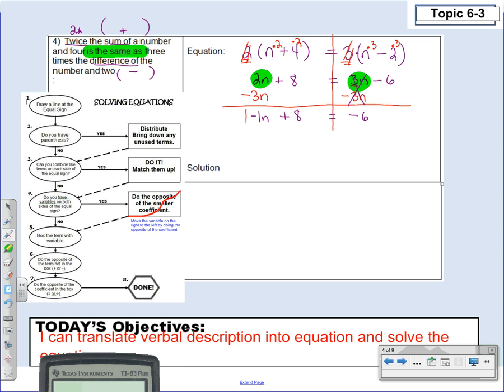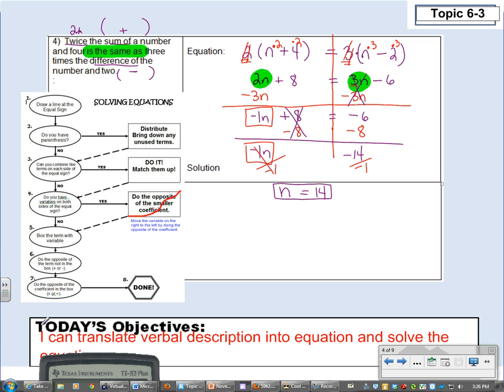We're going to box the term with the variable. Get rid of the term not in the box, that's the plus 8, so we subtract 8 from both sides. That leaves us with a negative 1n still in our box. Positive 8 minus 8 is 0, and negative 6 minus 8 is a negative 14. The last step is we do the opposite of the coefficient in the box. So n is being multiplied by a negative 1. That means we have to divide by a negative 1. And that will leave us with a positive n. And negative 14 divided by negative 1 is a positive 14.